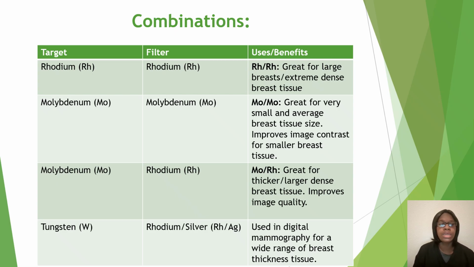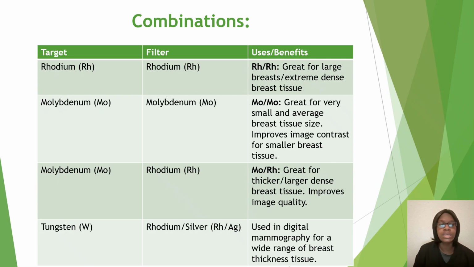So we'll start with rhodium. Rhodium is a target for this. For the target rhodium, we have it matching up with the filter rhodium. The benefit or use for this is it's great for large breasts or extremely dense breast tissue. So whenever you see a rhodium and rhodium combination, abbreviated RH, that's great for large breasts or extremely dense breast tissue.